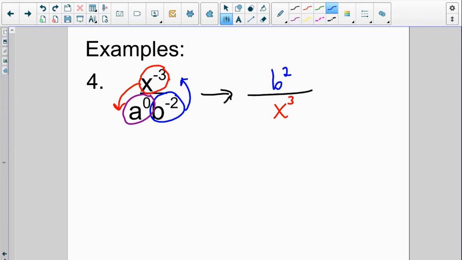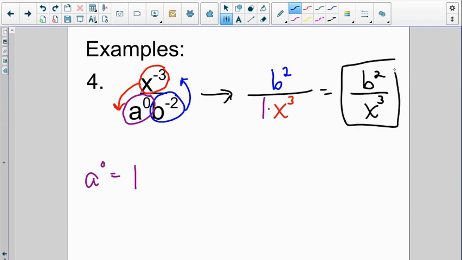Now, what about that a to the 0 power? We have to kind of go back and think about what's anything to the power of 0. And as we talked about in our lesson on Wednesday, anything to the power of 0 is 1. So a to the 0 has a value of 1. So really, it's going to be like 1 times x to the 3rd power in the denominator, but we know that 1 times anything is itself. So this is just going to become b squared over x cubed as our final answer.